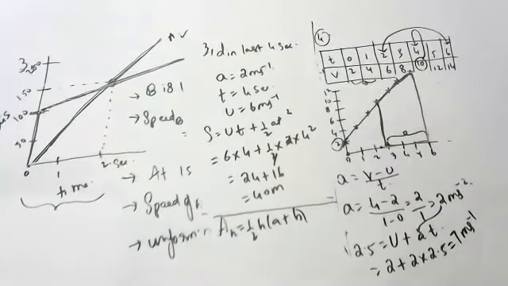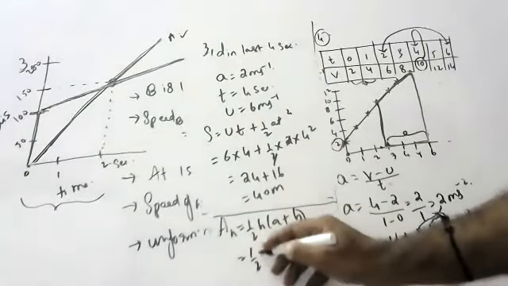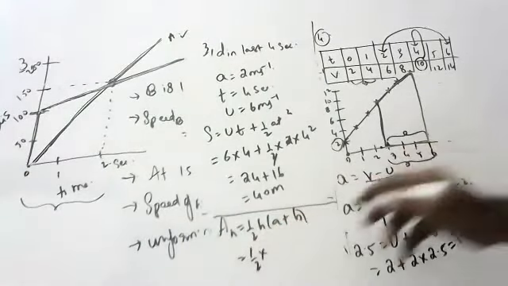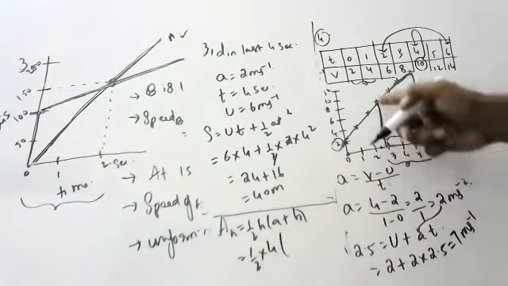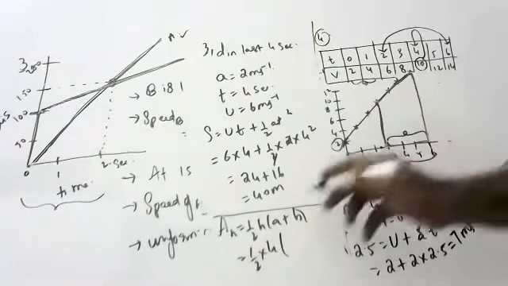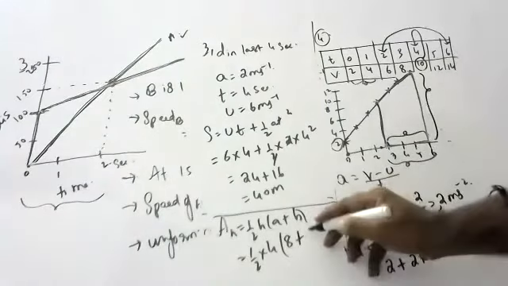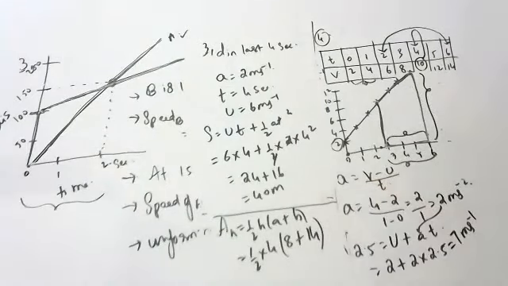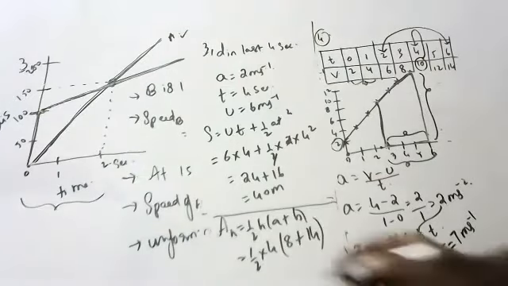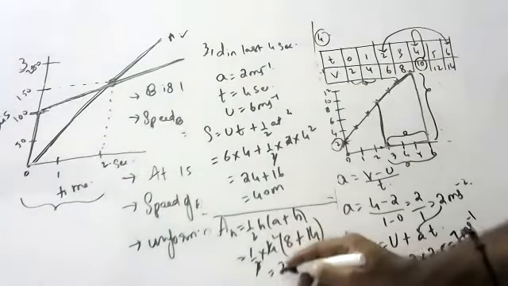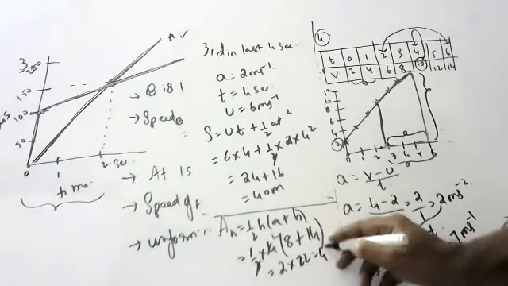Tell me, children. H is how much? 4 seconds. Here how much? Here it is 8. And here how much it is? 14. Okay, children. So how much is coming? Half into 4 into 22, that is 44 meters is coming.